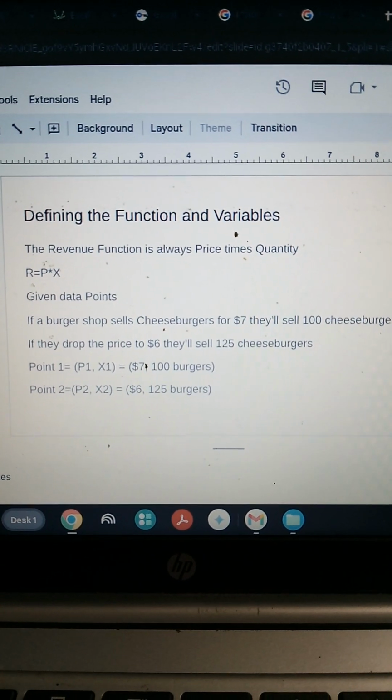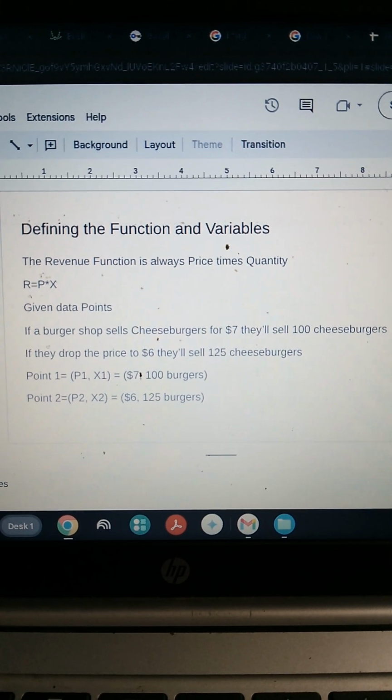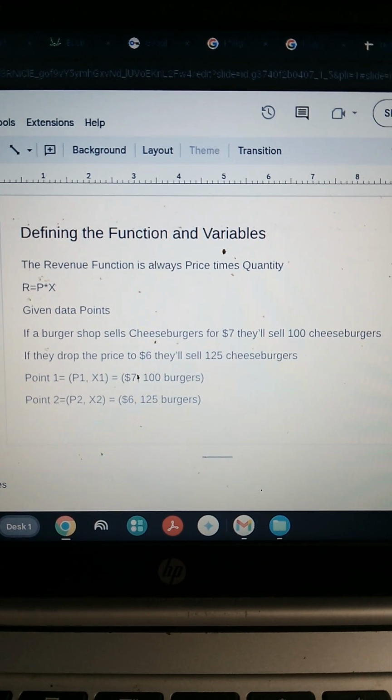Given this information, point one and point two. Point one is P1, X1. Point two is P2, X2, which is (7, 100) and (6, 125).